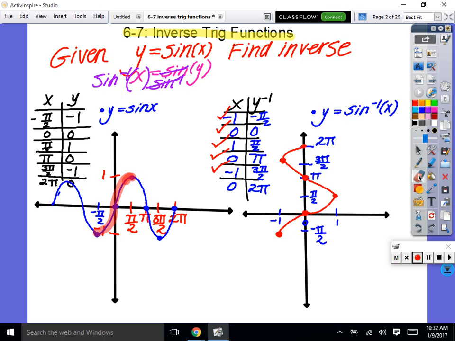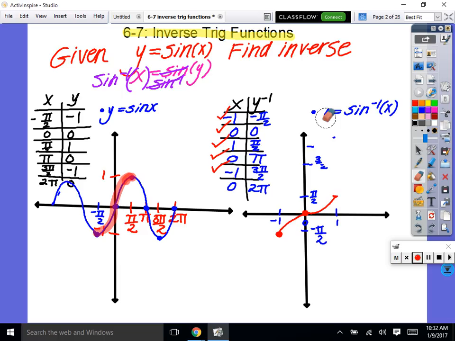Because look, if I erase all this stuff, now it's a function, correct, everybody? Right, it doesn't recross back through. So that's what we're going to graph. This is the only thing we're going to graph for sine inverse, on that interval.